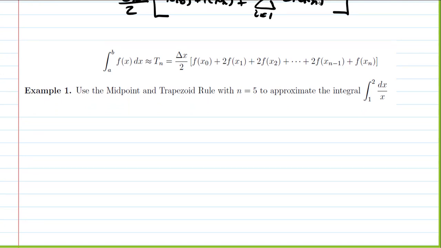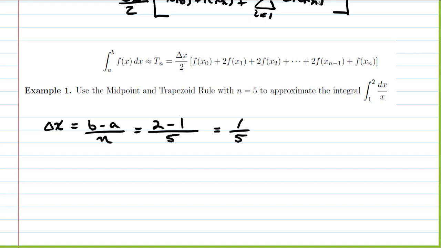So delta x is equal to b minus a over n. In this case, our integral is from 1 to 2, so our b is 2, our a is 1, and our n is given as 5. So this gives us that delta x is equal to 1/5.